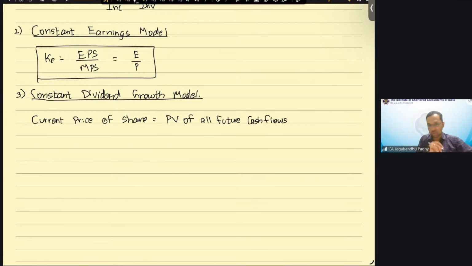But remember, if you say that there's a present value of all future cash flows, what sort of cash flows do you get from an equity share in future? What cash flows do we get if you buy equity shares today? Can I say we get the amount of the dividend, right? So we get the dividends. The current price of share should be the present value of all future cash flows, which is dividends.